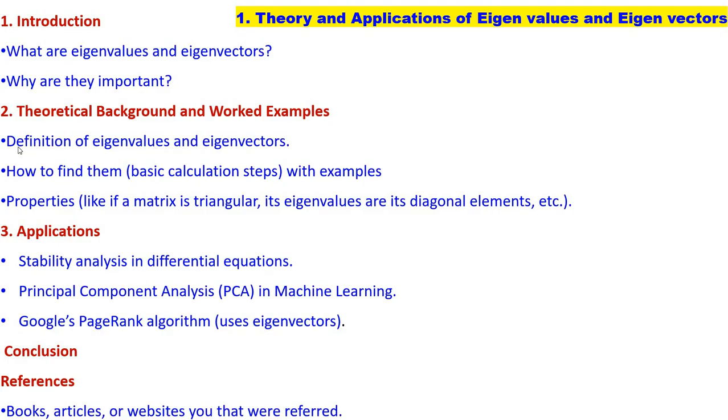That is, you can define. See, here you are saying just what are eigenvalues and eigenvectors, whereas here you are giving the rigorous definition of eigenvalues and eigenvectors and the methodology of how to find them. That is, the basic calculation steps you can show and illustrate them with examples. And you can also point out properties like if a matrix is triangular or diagonal, then its eigenvalues lie only on the main diagonal. Like that, there are properties, so they can be mentioned here.